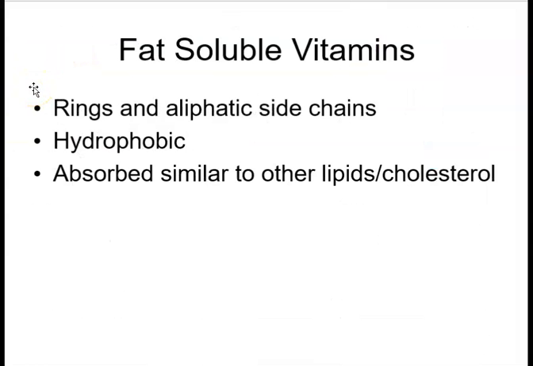So we're going to start talking about some of the fat-soluble vitamins, just looking at specific examples and what they look like. They have a lot of longer hydrocarbon, hydrophobic, aliphatic side chains. They're absorbed similar to the way that we absorb lipids and cholesterol. And remember, we talked about the intrinsic factor, which is released in the stomach, that helps to absorb some of these fat vitamins as well.